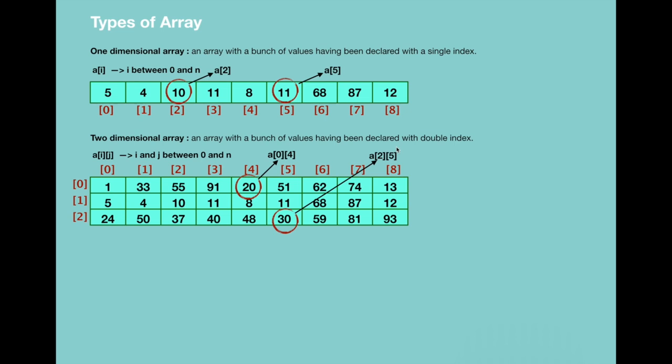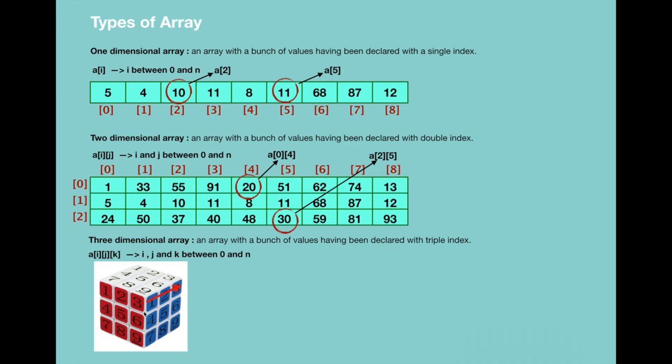So with this, we can access elements of a two-dimensional array. Here, the tricky moment is that you need to first put the row index, not the column index. Okay, the next type of array is the three-dimensional array. It is similar to a two-dimensional array. The only difference is we have depth over here.